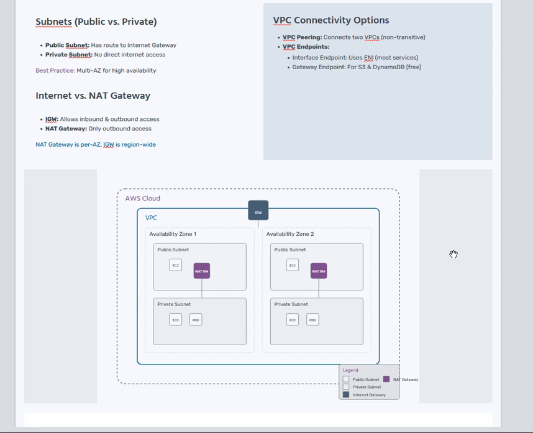So there are two types of VPC endpoints. One is called interface endpoints, right? It uses an ENI, for more services. And then the gateway endpoint. The gateway endpoint is for S3 and DynamoDB, right? Those are the two major endpoints. We're going to talk about them in some more detail later in this video.